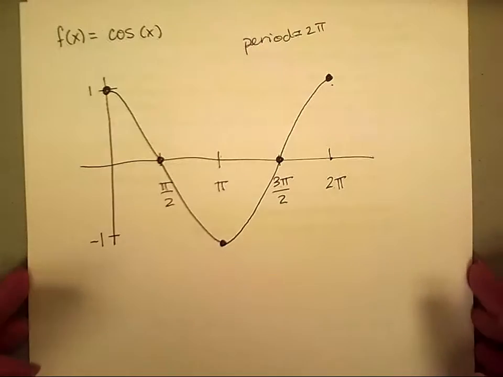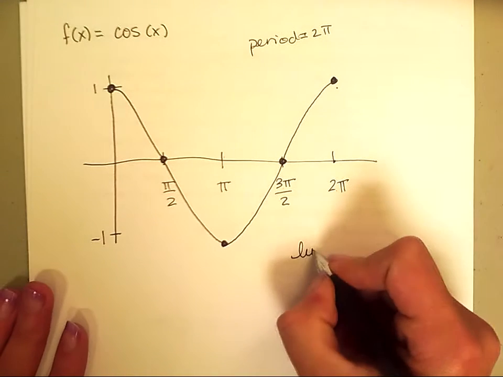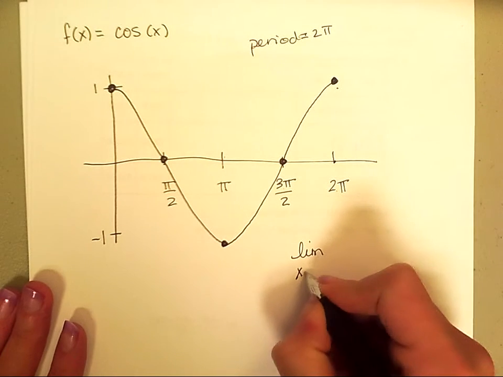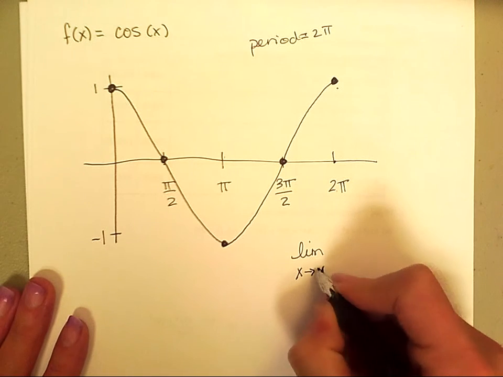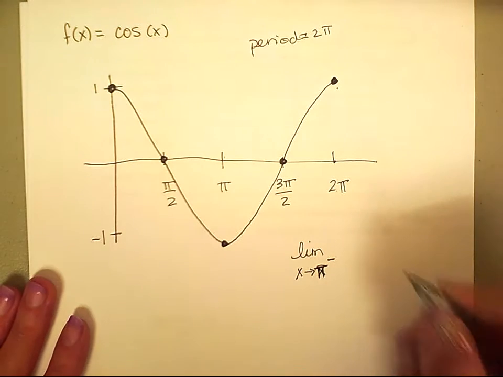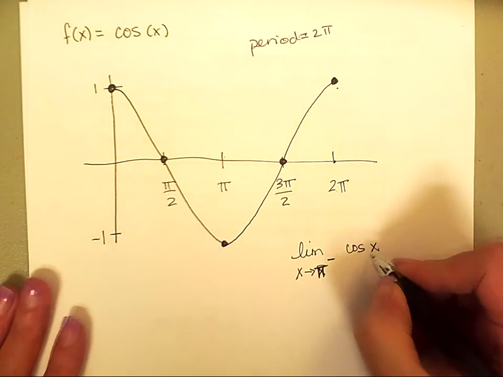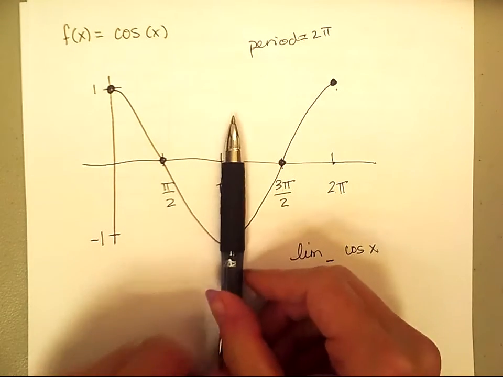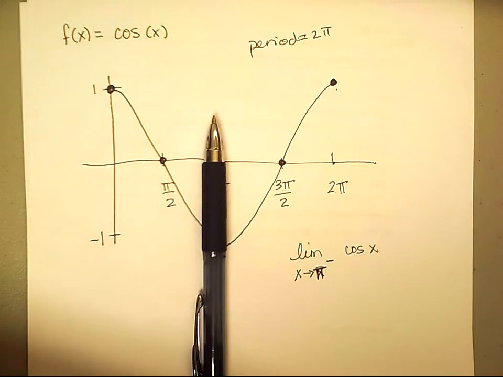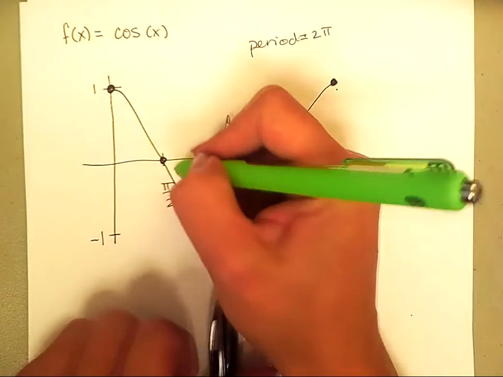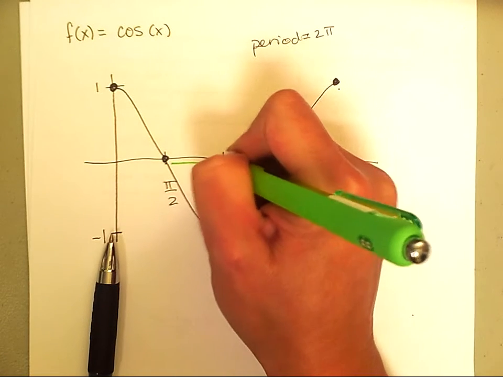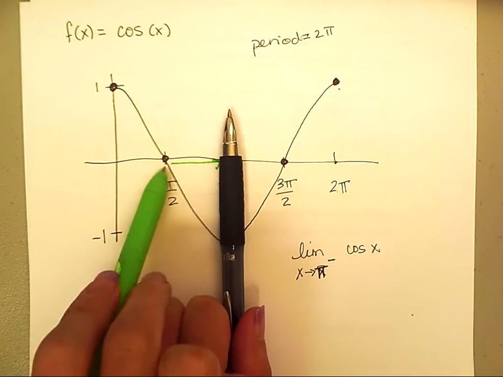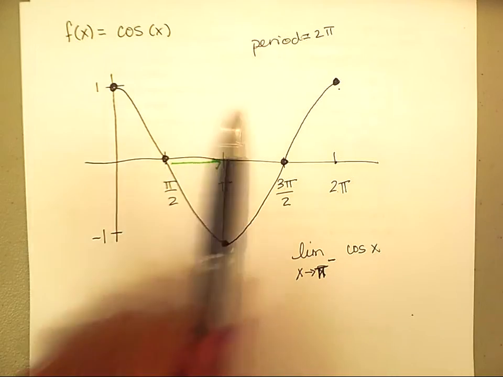Now let's ask ourselves the same questions about the limit. Let's look at the left-hand limit. The limit as x approaches pi from the left of the cosine of x. So here's pi. I want to be to the left of it, so let's just look in this small area here. I'm going to approach from the left. Here's pi, I'm to the left, and now I'm approaching it.